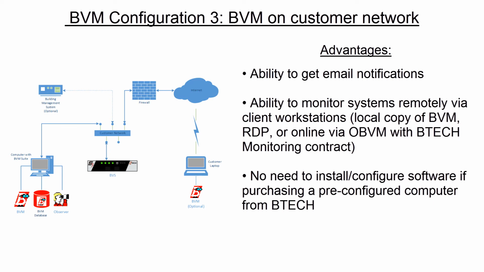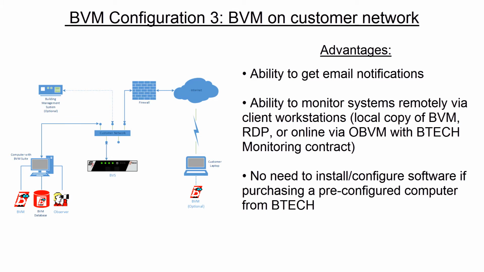External access grants the ability to receive email event notifications and battery health updates, simplified BTECH technical support, the ability to have the BVSs monitored by BTECH's monitoring department, as well as the ability to remotely view and manage systems via client workstations.